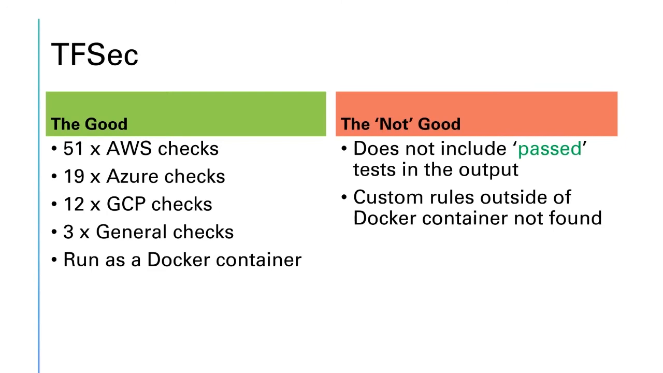What's not so great in working with TFSec is that, as we'll see in the demo, it does not include the pass test results in the output. You may see them on the console output, on the screen, but it doesn't produce that in a way that you can capture into the output to publish it as a test result in the pipeline itself.